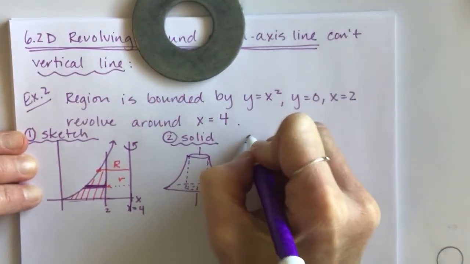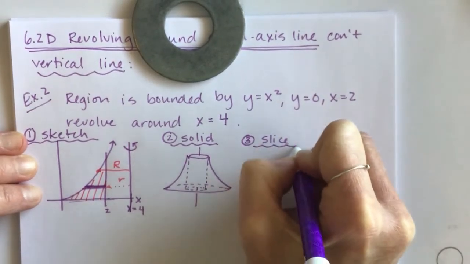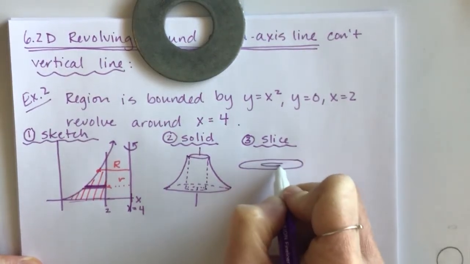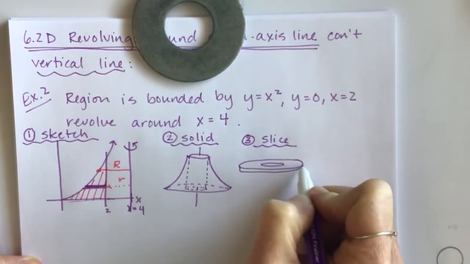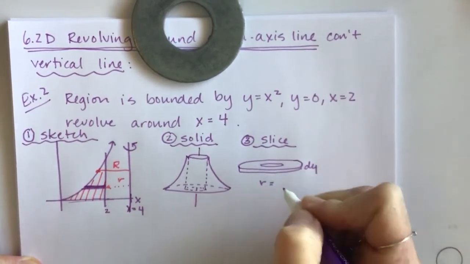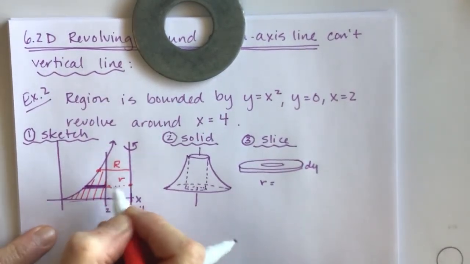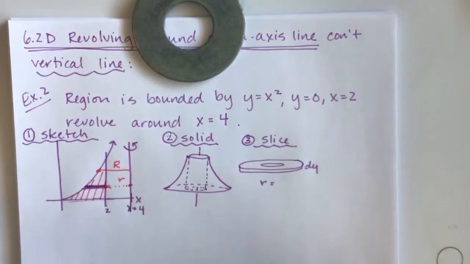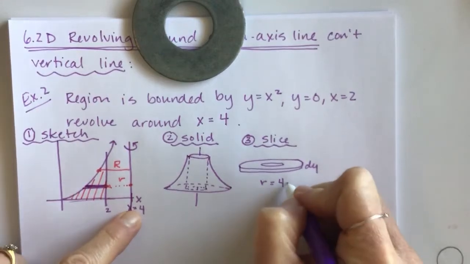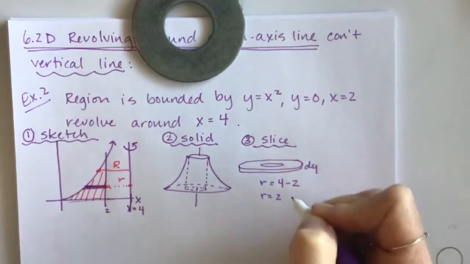Okay, so 3. We're going to sketch our slice. So now we've got this kind of slice here. It is this DY slice. And little r, again, when you're finding that distance, you're going to take the right function minus the left function. And you'll notice little r, it's that constant, right? It's the 4, this function, minus this function, 4 minus 2. So r is equal to 2.